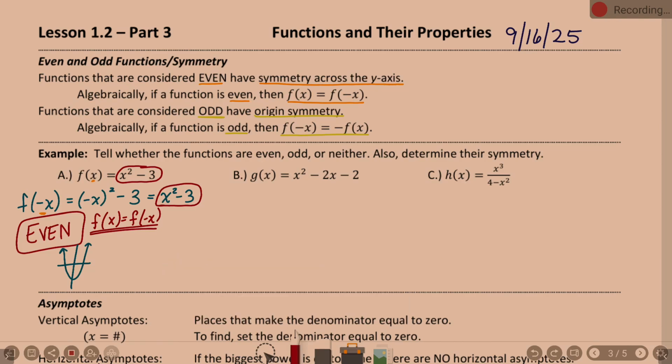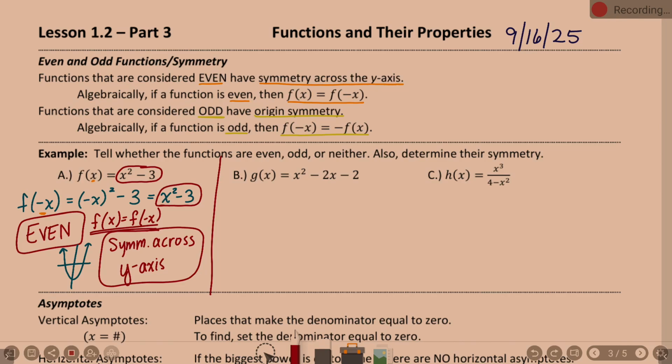So the question was, tell whether each function is even, odd, or neither. Also determine their symmetry. So this is symmetric across the y-axis. Okay.